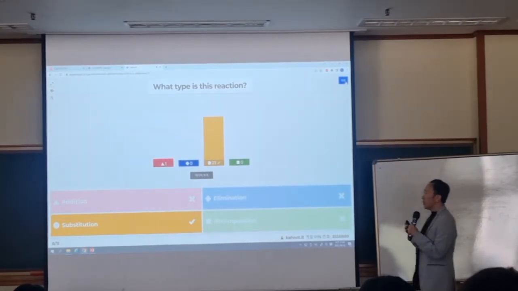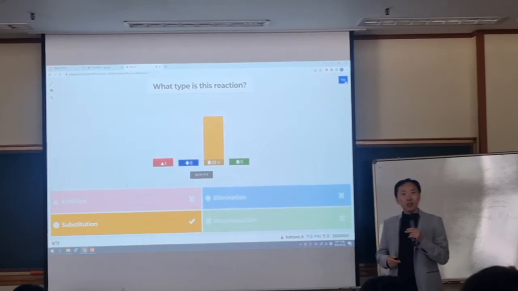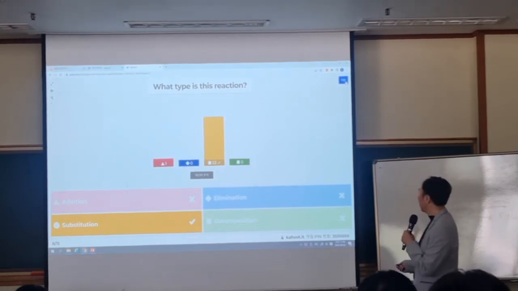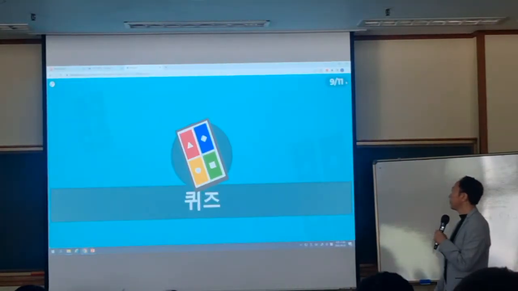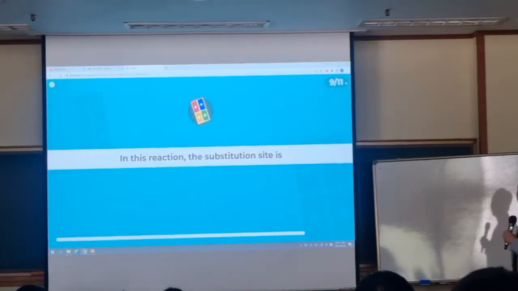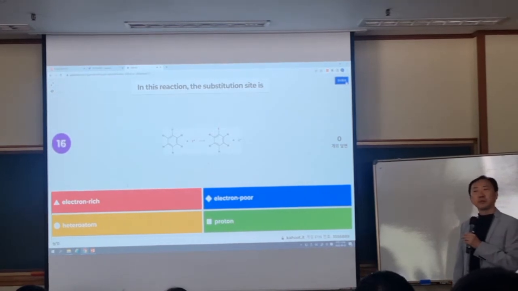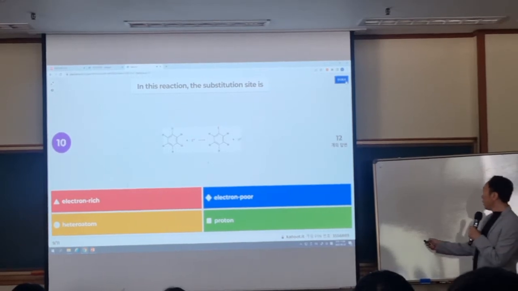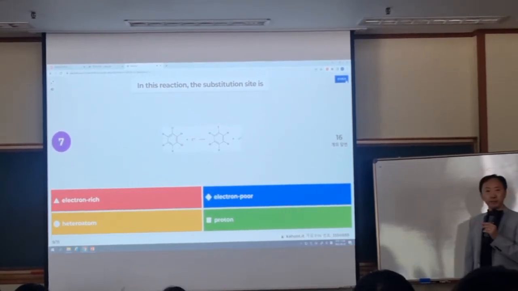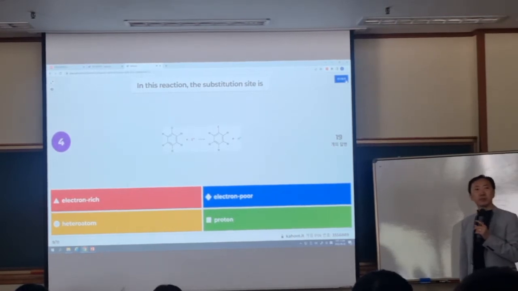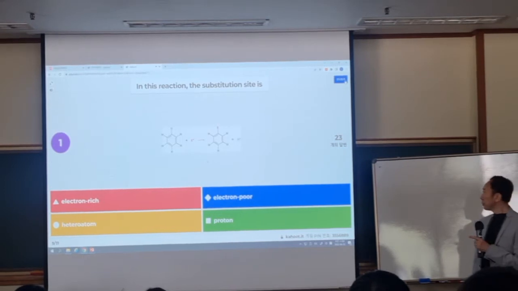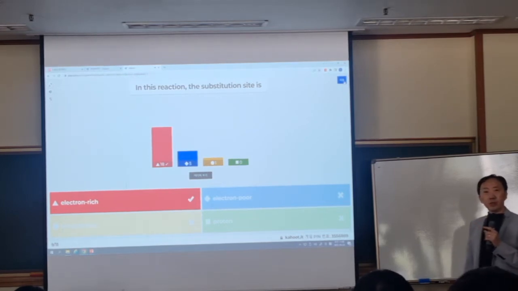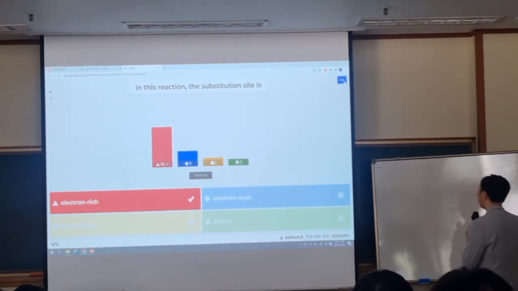Okay, that reaction is also substitution. There was a change in H and E plus, right? And that's not addition, that's not elimination, and that's not decomposition. The reaction site may be this one. The site is electron rich, in contrast to nucleophilic addition. Okay, there's a big difference here, you see.